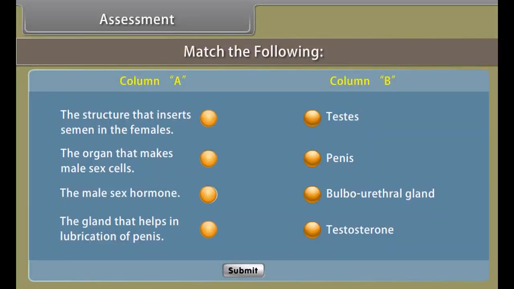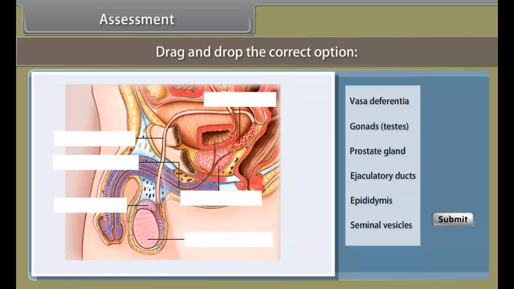Assessment. Before proceeding further, let us know how much you have learned. Match the following. Assessment. Before proceeding further, let us know how much you have learned. Drag and drop the correct option.